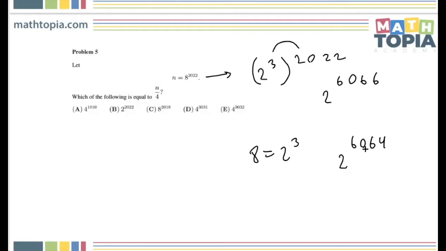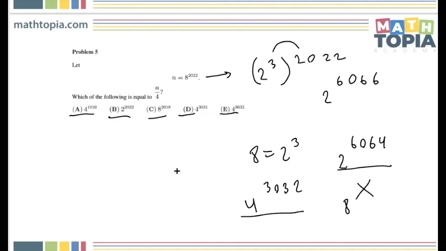Now there are answer choices that are powers of 2, 4, and 8. So let's equate this to powers of 2, 4, and 8. For the power of 2, we already have 6064. For the power of 4, all we have to do is divide this by 2 to get 3032. For 8, we have to divide this number by 3, but it doesn't divide 3 evenly, and the exponents here are all integers, so that wouldn't work. So these are the only two forms that could be on it, and the only one that is actually on it is E, 4 to the 3032.